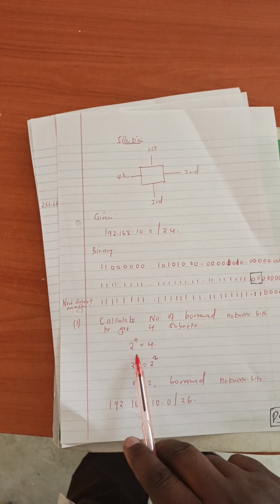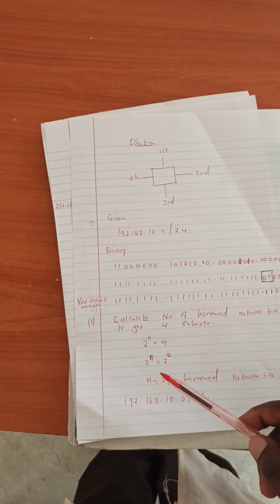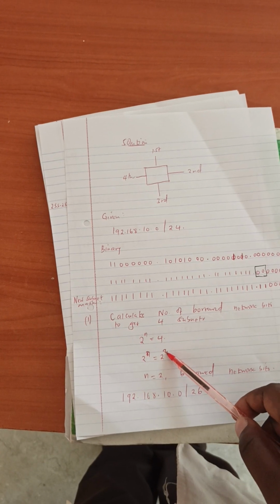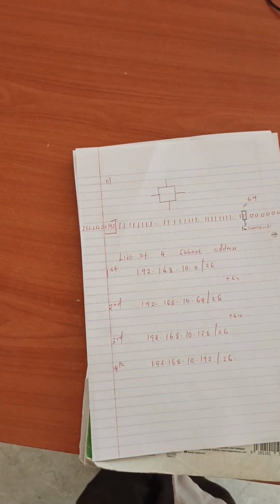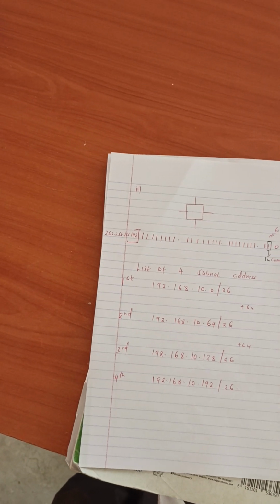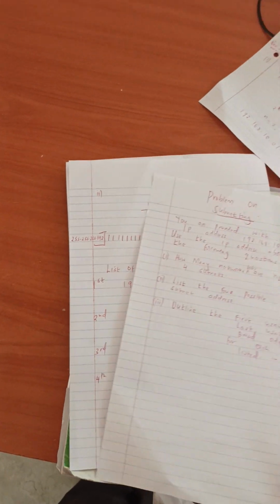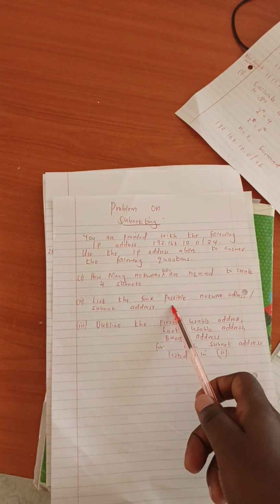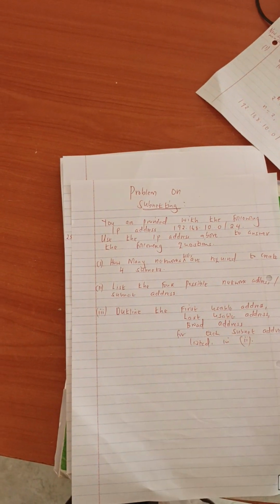That is 2 raised to the power n equals 4. So 2 to the n compares to 2, so we have 2. The other thing is we need to list the 4 possible network addresses for this case.